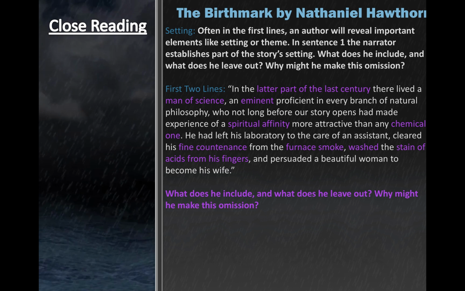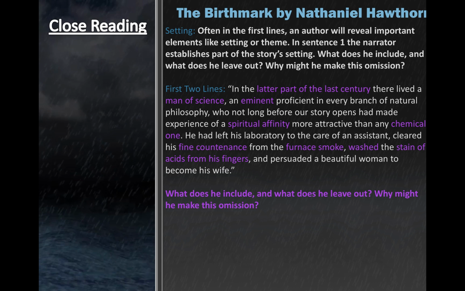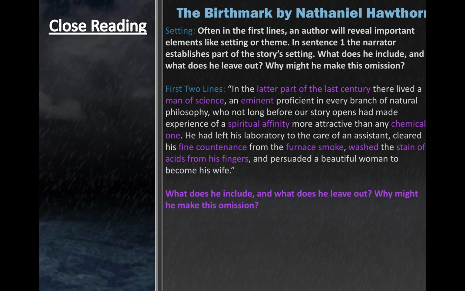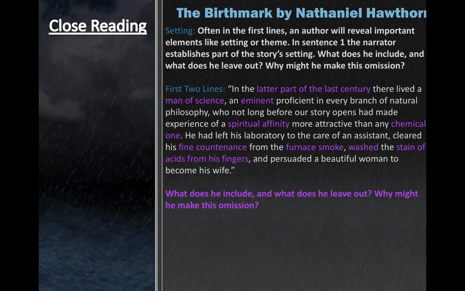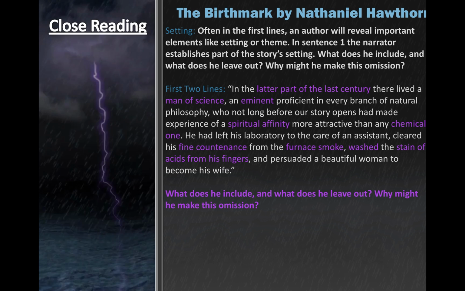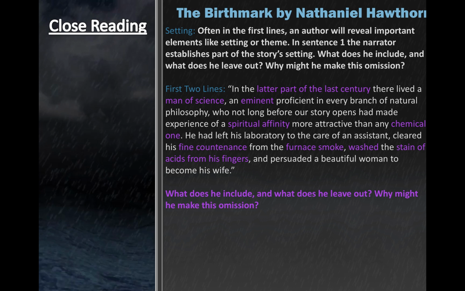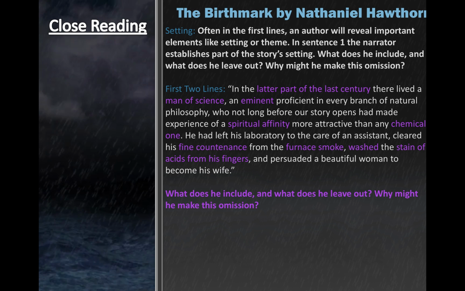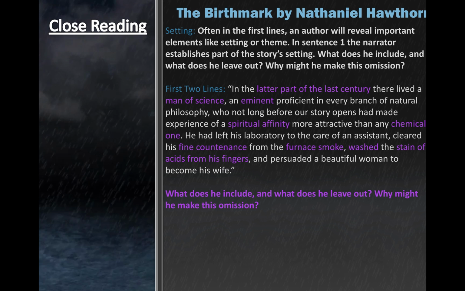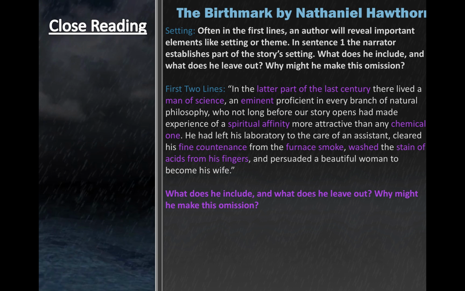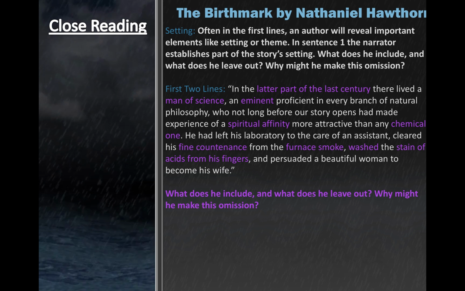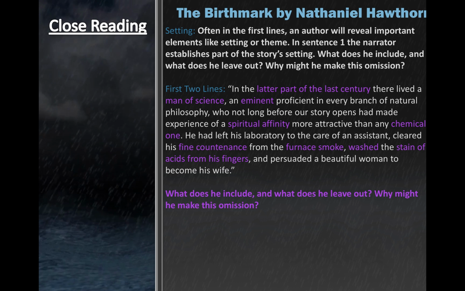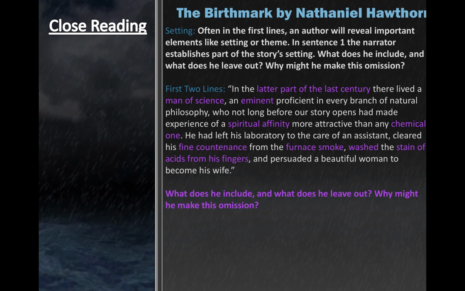So, latter part of the last century. You look at when Hawthorne wrote it, and you can get the time period, right? So late 1700s. There lived a man of science. Okay, so the main character, the first thing we know about him, we don't know his height, weight, what he looks like, what he acts like, nothing, except he's a man of science. It's very generalized, right? And when something's generalized in literature, just like a flat character, we should immediately think he's trying to make some sort of universal connection here.